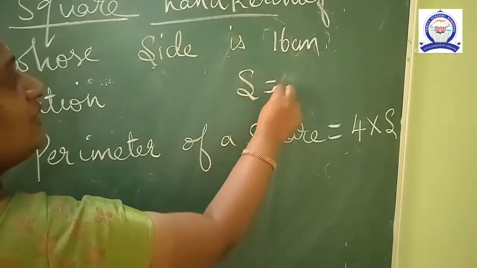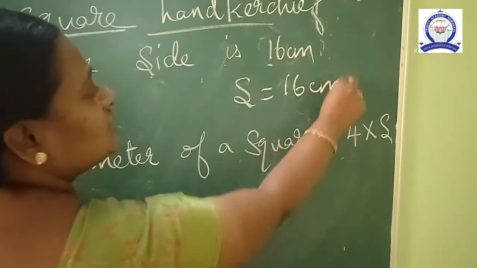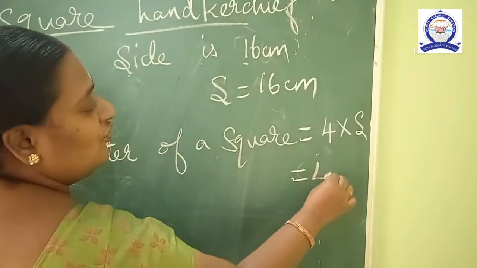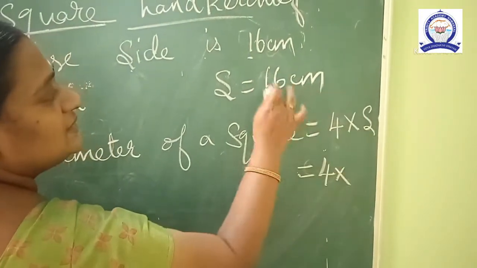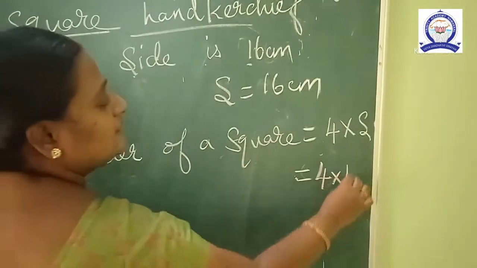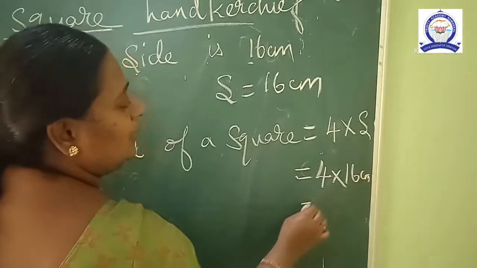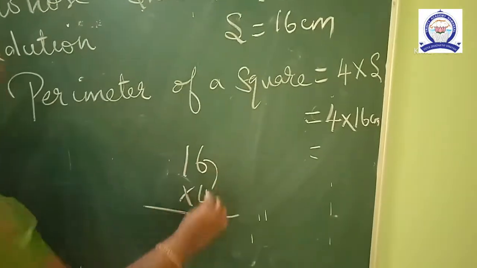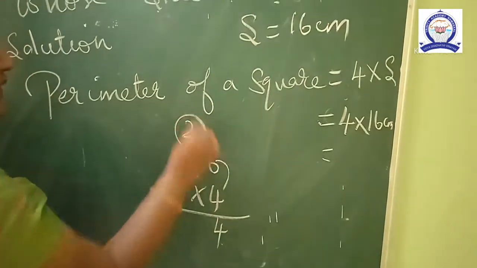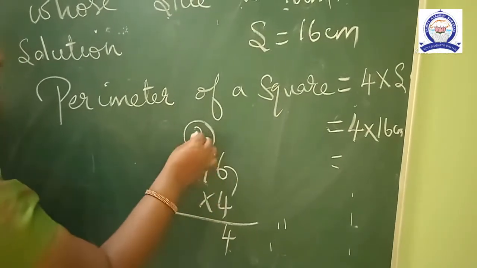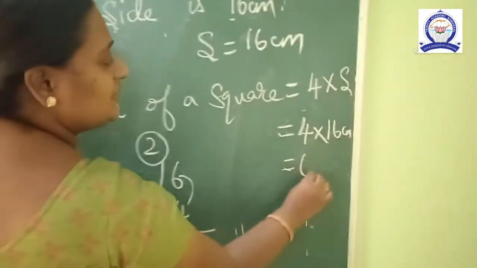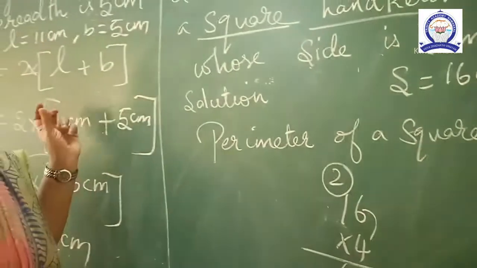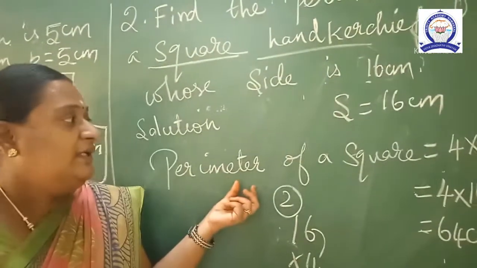Side is given. What is side? 16 centimeters. Side is shortly denoted by small s. That is equal to 4 into, substitute the side number, 16 centimeter. So you multiply 16 into 4. 6 4s are 24, 2 carry over. 4 1s are 4, 4 plus 2 is 6. That is 64 centimeter. This is your answer. So we have seen perimeter of rectangle and perimeter of square.